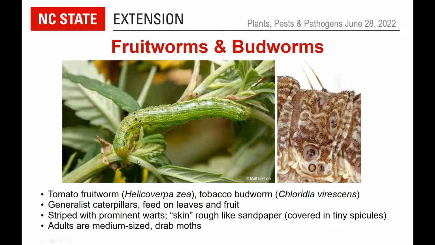They are striped with prominent warts, usually dark warts on them. And then when you look up close under a microscope, you see their body is like sandpaper. So it's covered with these little tiny spicules. The adults are medium-sized drab moths. I could show pictures, but it's tough to catch them sometimes in the act. You most often see the larvae. I should mention that the larvae come in different colors, from pink to green to brown, and that can even change the colors within the same individual over its lifetime.